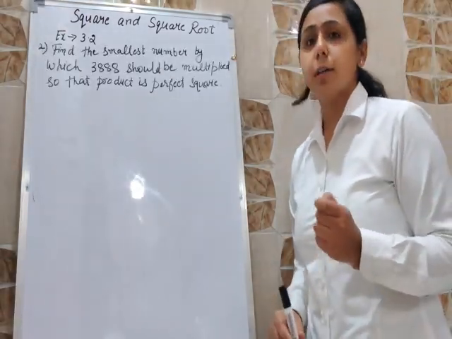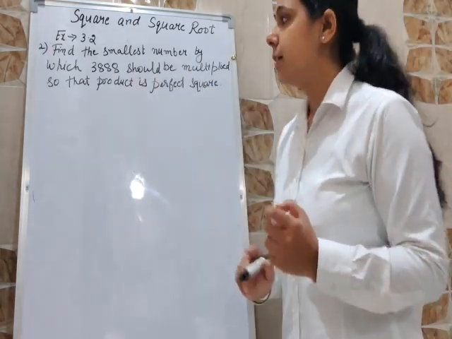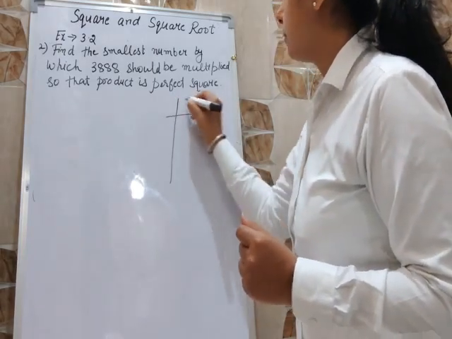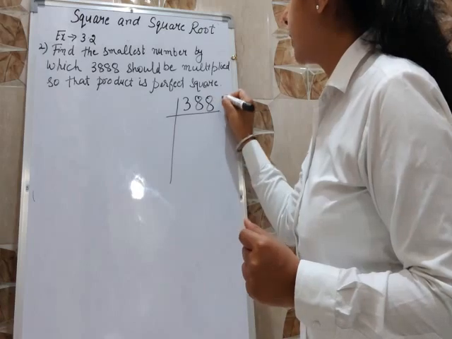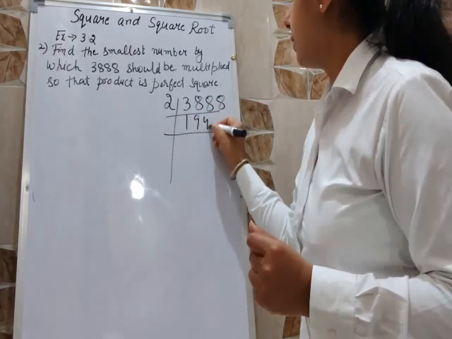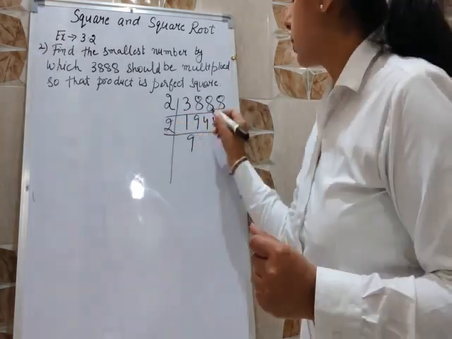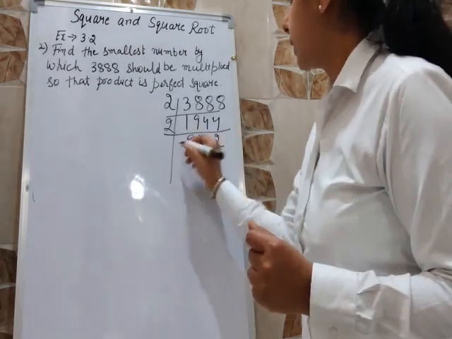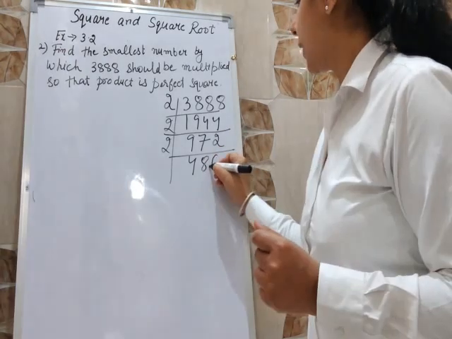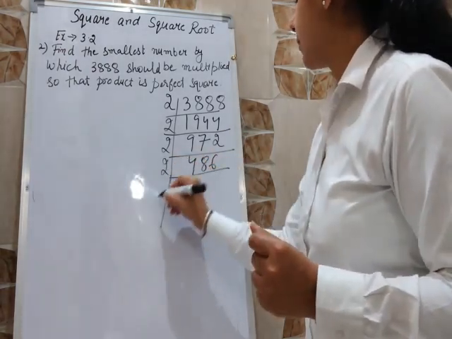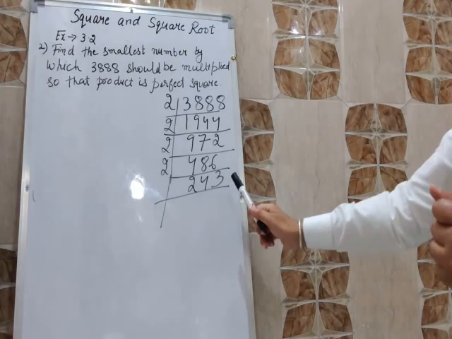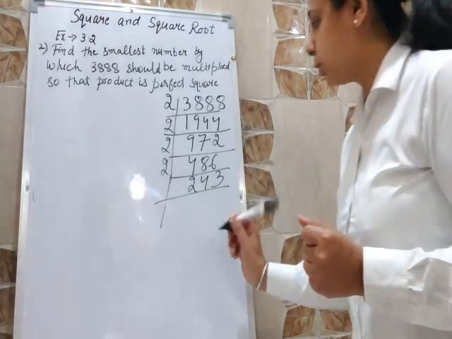Second, find the smallest number by which 388 should be multiplied so that the product is a perfect square. So first of all, find out the factors of 388 at the table of 2 first. 194, again at 2, 97. Now where does 243 go? We have to see on which table 243 goes.